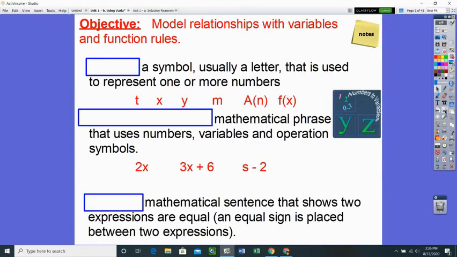So our objective today is to model relationships with variables and function rules. So if you want to get that into your objective section of your notes. We're going to start with some vocabulary. And again, some of these words you've been introduced to, if not all of them. I'm just going to kind of bring them back for you. If anything seems a little bit confusing, it really will become clear the more and more we use everything. We have an entire unit later on functions. So we really, really will become experts as we go throughout the year.